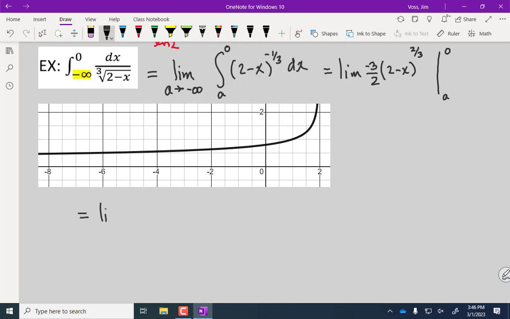Let's write it down here. So we're going to have limit as a goes to negative infinity. Let's pull out that negative 3/2. Let's get that out of the way. Always easier to evaluate limits when the extraneous constants are out of the way. So plugging in 0 is going to give 2 to the 2/3. That's a constant. The limit of a constant is itself. Minus quantity 2 minus a to the 2/3.